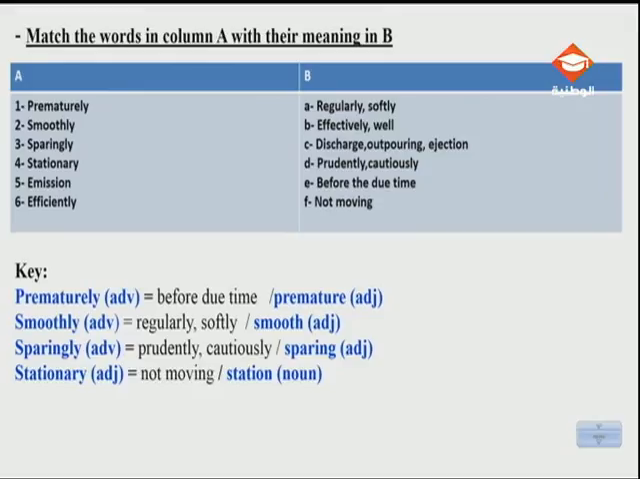Stationery, E-R-Y, you're talking about maybe school supplies? Yeah, we studied this in the 9th form. Yes, it's buying school stationery. These are school supplies, nothing to do with this. Thank you, miss. Stationary means not moving, stopping.